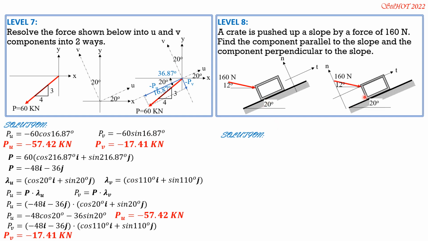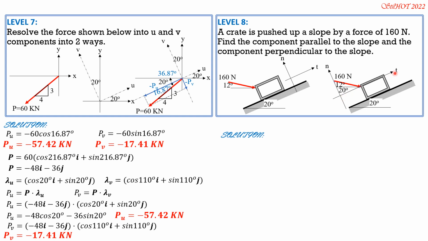Then let's draw it here. Let's superimpose the force and the tangential and the normal axis. So this is 160. Then this is 20 degrees. The inclined plane makes an angle of 20 degrees with the horizontal. This is the inclined, then this is horizontal. So that's 20 degrees. So the angle that the 160 Newton force makes with the tangential axis is 12 plus 20 or 32 degrees. And these are the components.